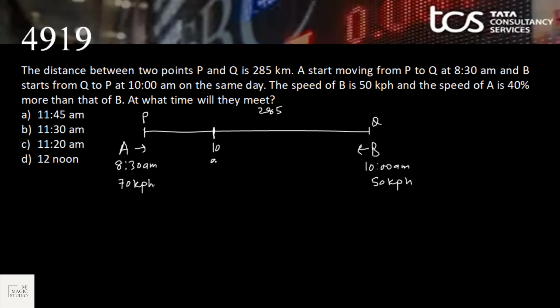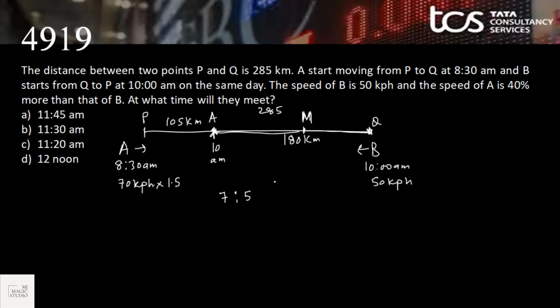At 10 am, A was actually at this point. 70 into 1.5 is 70 plus 35, 105 kilometers. So, at 10 o'clock, the distance between A and B was actually 285 minus 105. That is 180 kilometers only. Their speed ratio is 7:5. That means if they meet at point M, the distance covered ratio will also be 7:5.